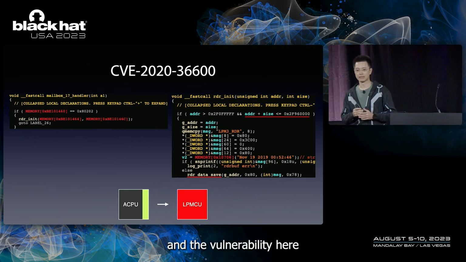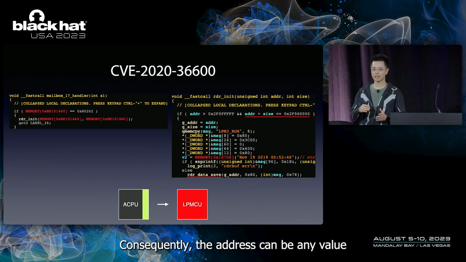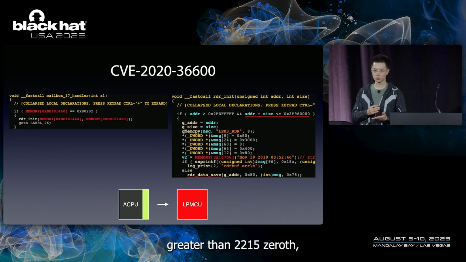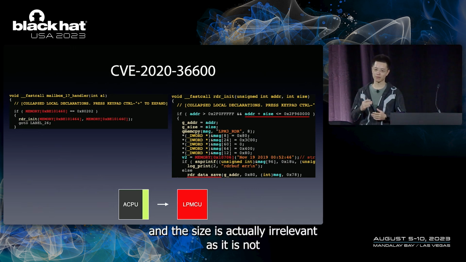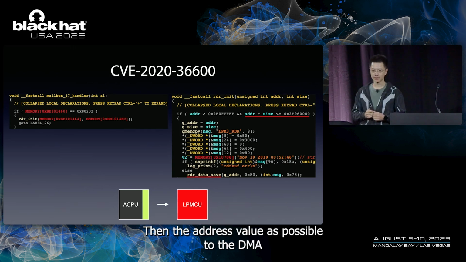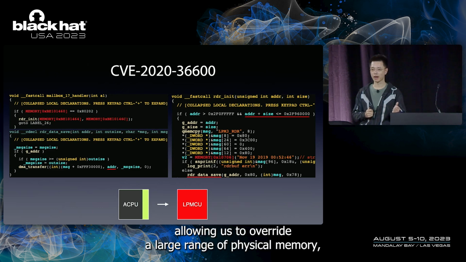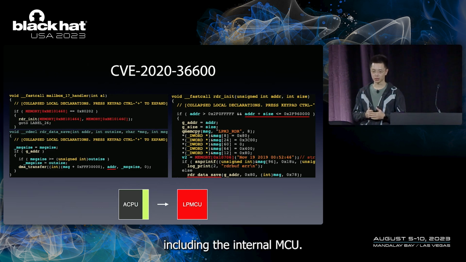The vulnerability here is a classical integer overflow. Consequently, the address can be any value greater than 2F150s, and the size is actually irrelevant as it is not used by the rest of the code. Then the address value is passed to the DMA transfer function directly as the destination, allowing us to overwrite a large range of physical memory, including the internal SRAM of LPMCU.